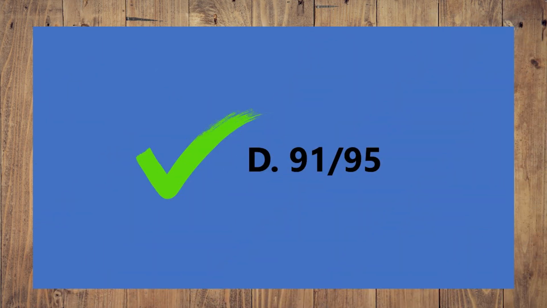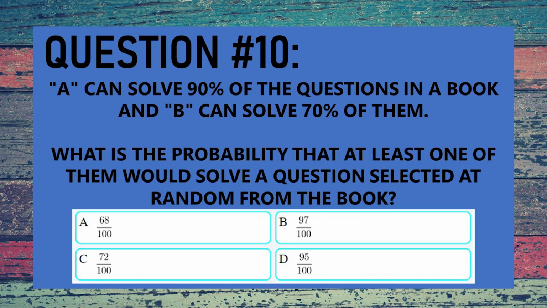And the correct answer is letter D, 91 over 95. Question number 10. A can solve 90% of the questions in the book and B can solve 70% of them. What is the probability that at least one of them would solve a question selected at random from the book?